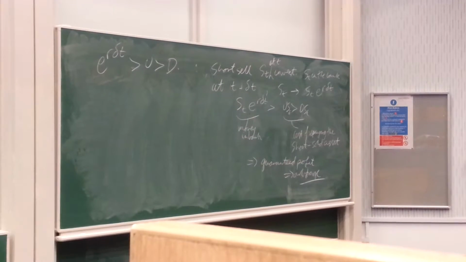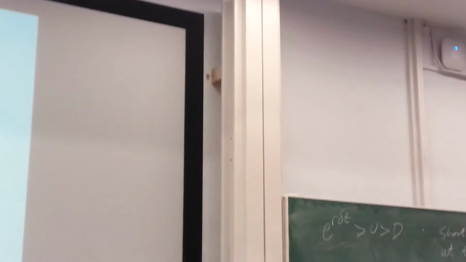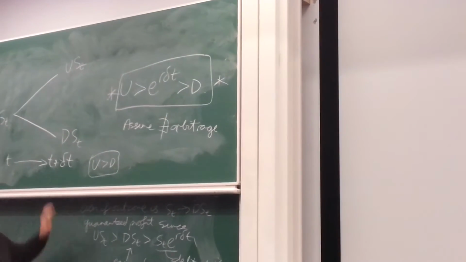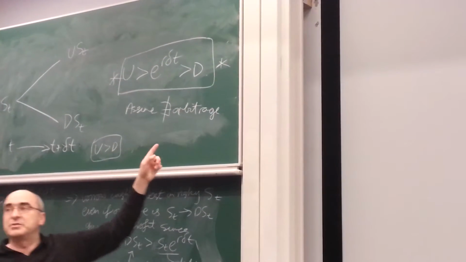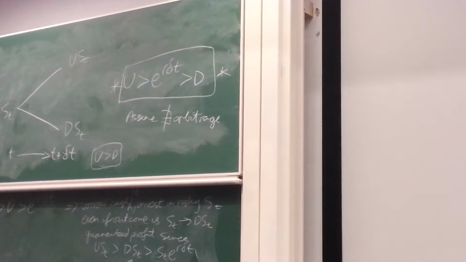So the only other option is that you get this. The only other case that you can have is this. So your up value for your share must be greater than e to the r delta t, which must be greater than d, the down value factor for the share.